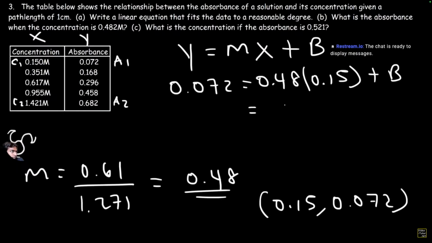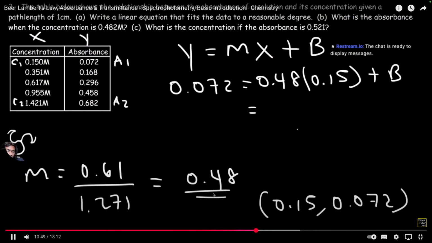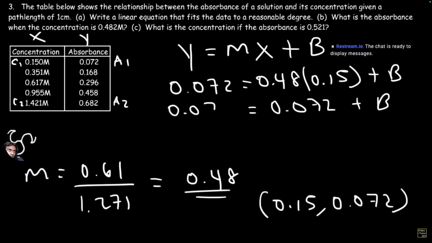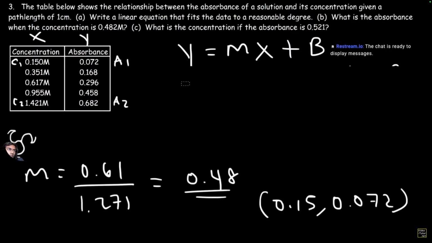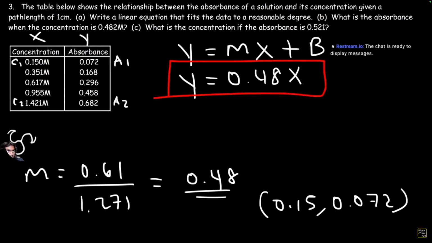it's 0.48 times 0.15. That's 0.072. So if we subtract both sides by 0.072, we can see that b is 0. So therefore, the linear equation is as follows. All we need to do is replace m and b. So it's going to be y is equal to 0.48 times x, and b is 0. So this is the linear equation that describes it.